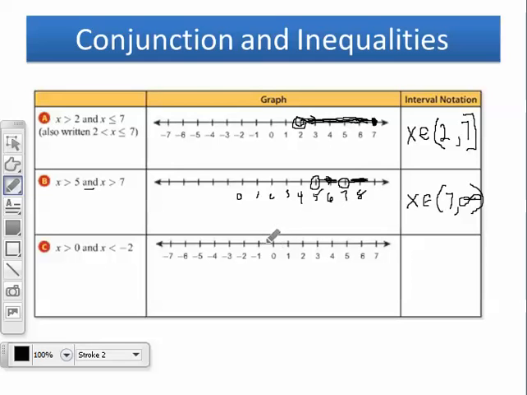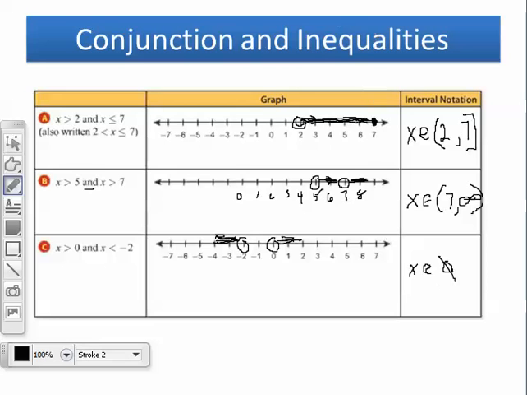So this last one here says x greater than 0, open circle around 0, and x less than -2. Well, x greater than 0 is everything this way, and x less than -2, that's an open circle there, and everything going that way. Wait a second, I got two lines there, and they don't overlap at all. So x is not an element of anything. Okay? So x, an element of absolutely nothing. Null set.